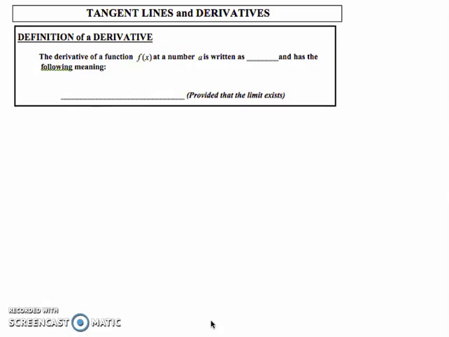Hello, my pre-calculus friends. This is Pre-Calculus section 12.3, day 2 notes. Today is kind of a red letter day in Precalc because today you are going to learn what the definition of a derivative is.